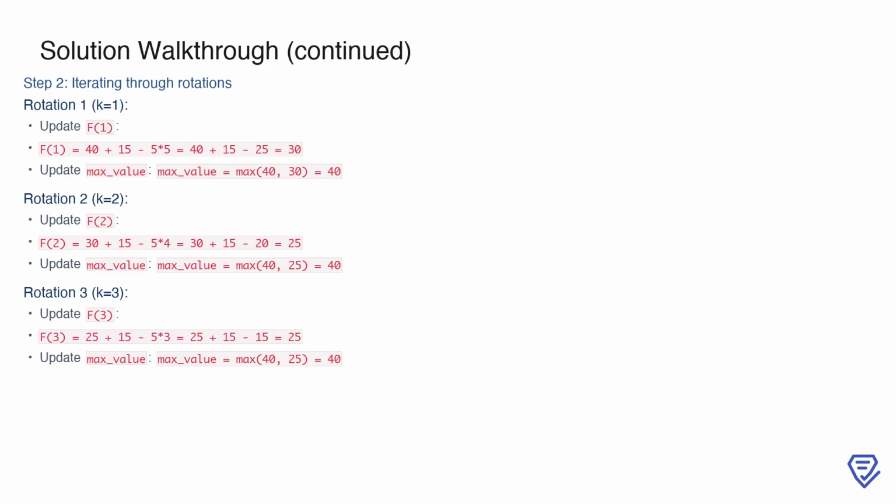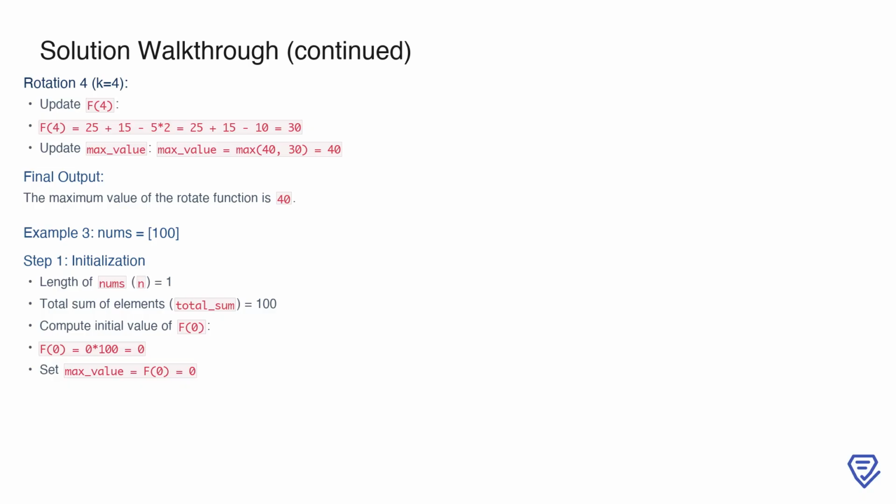Again, the maximum value stays at 40. In the third rotation, f3 is 25 plus 15 minus 5 times 3, which again results in 25. The maximum value is still 40, as none of the calculated values have surpassed it. In the fourth rotation, f4 is calculated as 25 plus 15 minus 5 times 2, which evaluates to 30. Though f4 is higher than some earlier values, the maximum value remains at 40. With all rotations completed, the maximum value of the rotate function for this example is 40.